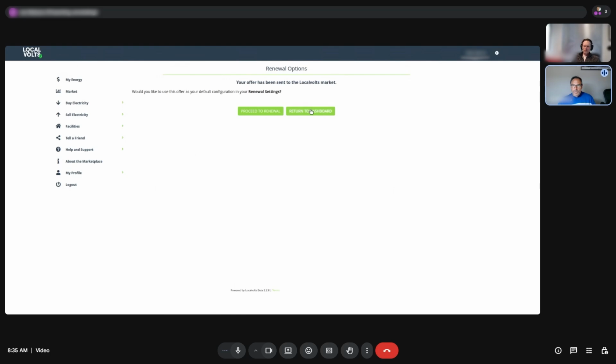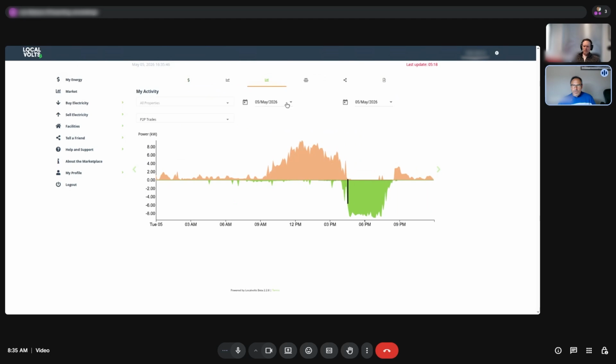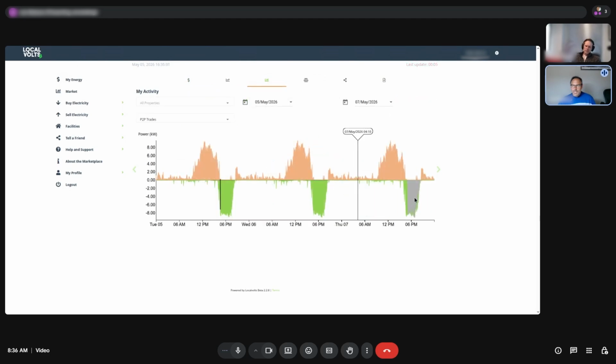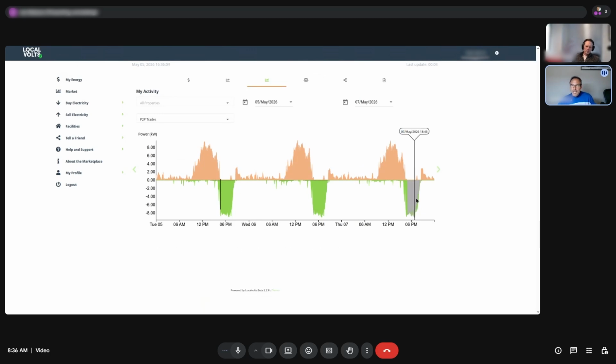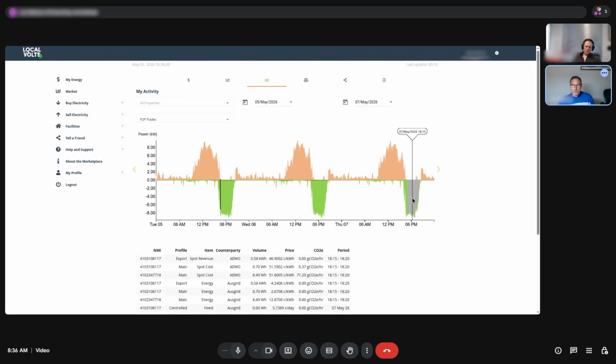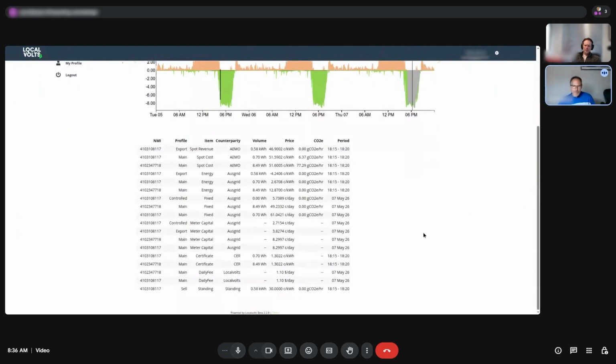So now if I return to my dashboard, I can have a look at the 7th. You can see here that the trade is still grey, which means it hasn't matched, which is good because I've only directed it to Jitendra, and he may not have a standing buy order to have matched that trade.